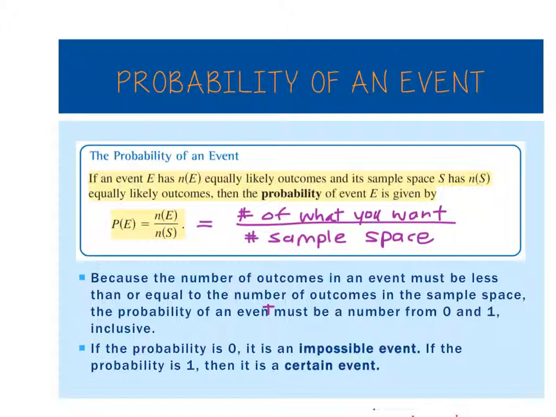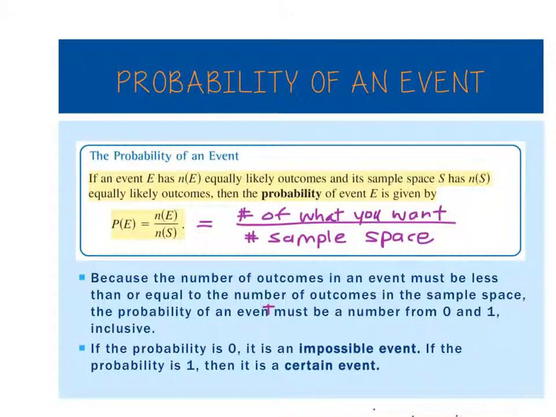The probability is 0 if it's an impossible event. If I said I'm going to flip a coin and I want a 2, can't happen. That's an impossible event. That's 0 out of 2, okay? If the probability is 1, then it's a certain event. If I am going to get a number by rolling a die, all 6 are numbers, that would be 6 out of 6, that's 1, okay? So it can't be less than 0 and it can't be bigger than 1. 0, impossible. 1, 100% likely.